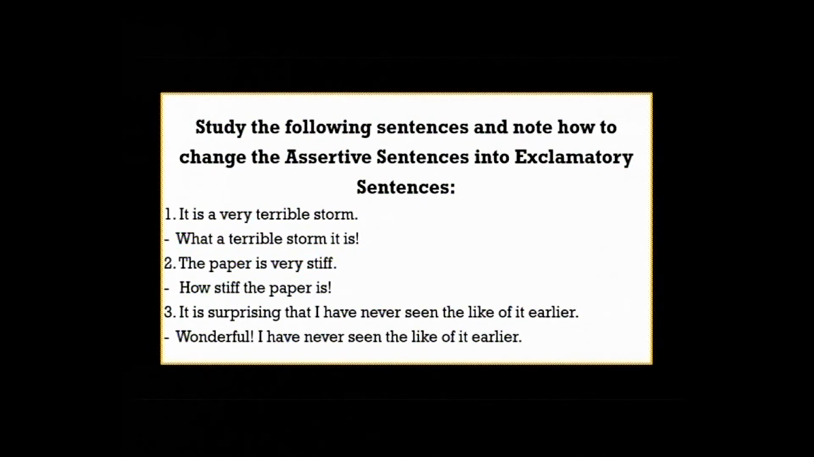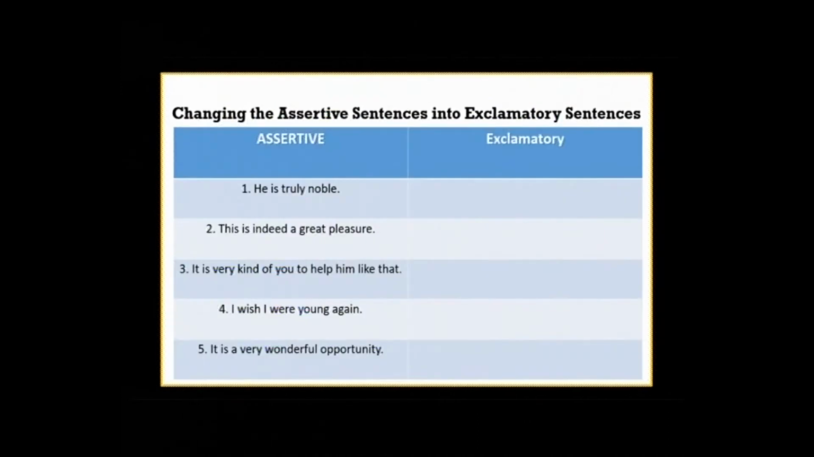Yeah, right. It is surprising that I have never seen the like of it earlier. You are surprised. So, how would you express? Wonderful. I have never seen the like of it earlier. If you see the thing you have never seen before, you will say, wonderful. I have never seen the like of it earlier. Right? Let us do some exercise, changing the assertive sentences into exclamatory sentences.